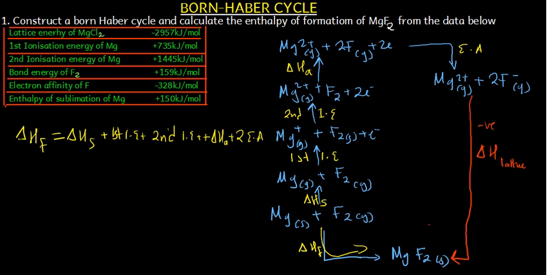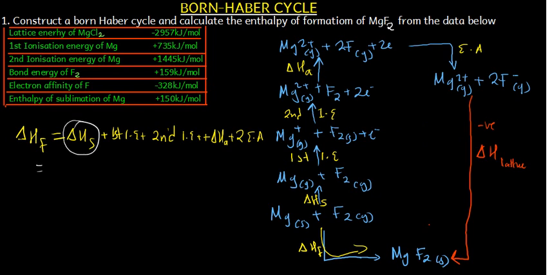The reason is this: when you have only fluorine taking an electron to produce fluoride ion, this is 1 mole. But if you put a 2 there taking 2 electrons, that means the value of the electron affinity, you are supposed to multiply it by 2. Now let's go on and substitute the values. We see what we are going to find. So what we have here, let me write it there.